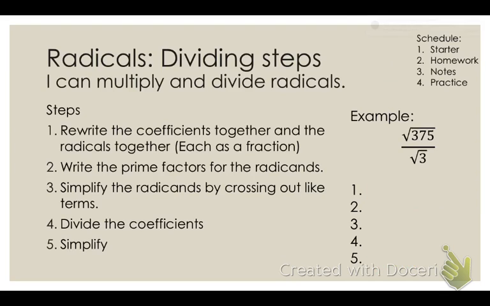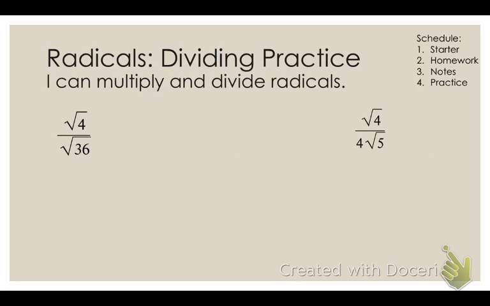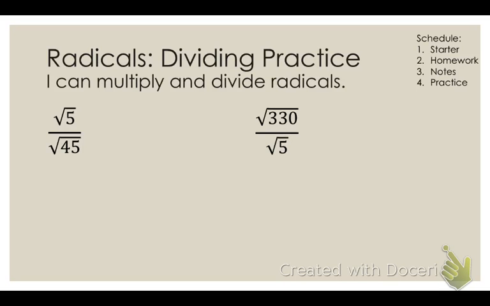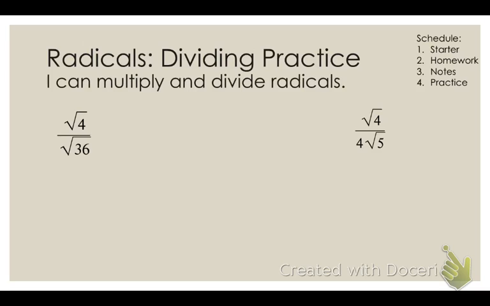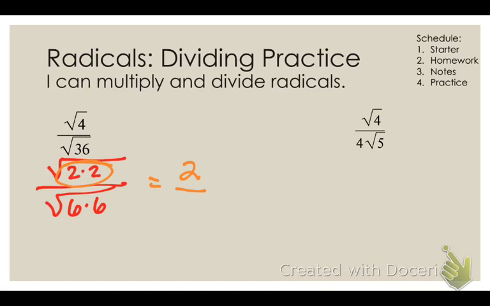Let's try a few from our paper. The first one's really simple. I don't have any factors, and I don't have any coefficients, so I go 2 times 2 divided by 6 times 6. I have like terms here. The square root of 2 times 2 equals 2, and the square root of 6 times 6 equals 6. I type that in my calculator to see if I can get it out simplified, and it comes out to be 1/3. Woohoo, I like that.